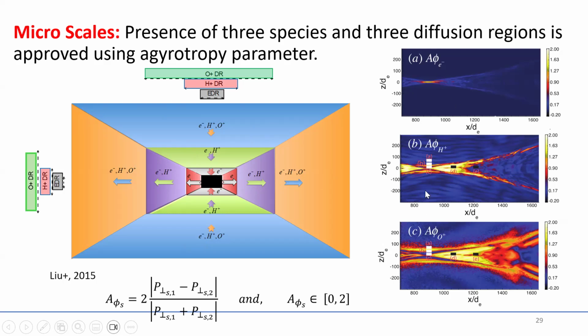And you can see that quite clearly in these simulations on the right here, where it's showing the agyrotropy of the different species. So the electrons are very small, right in the center. Protons are a bit bigger, and then oxygen is just huge compared to everything else. So when you include oxygen, you're including this third length scale, and that makes everything a little bit more complicated.